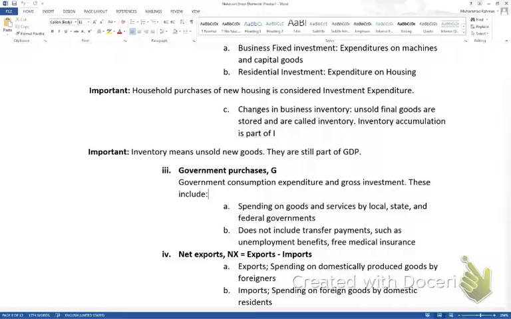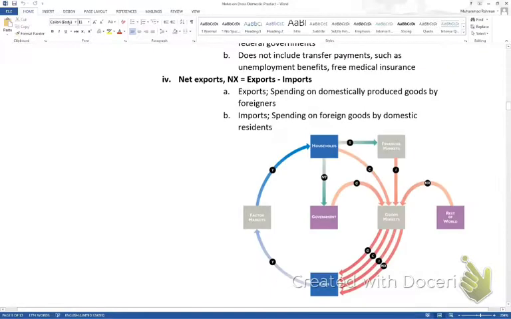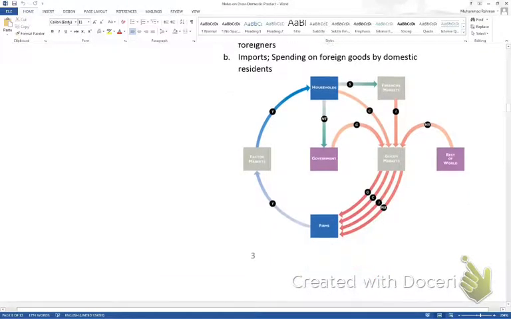NX, or net export, is pretty straightforward. Net export is basically exports minus imports. Exports are goods that you sell to foreigners, imports are goods that you buy from foreigners. So that's a very straightforward concept. Now, you can look at this very interesting modified circular flow diagram to really get an idea about how or why the expenditure approach makes sense in calculating GDP.